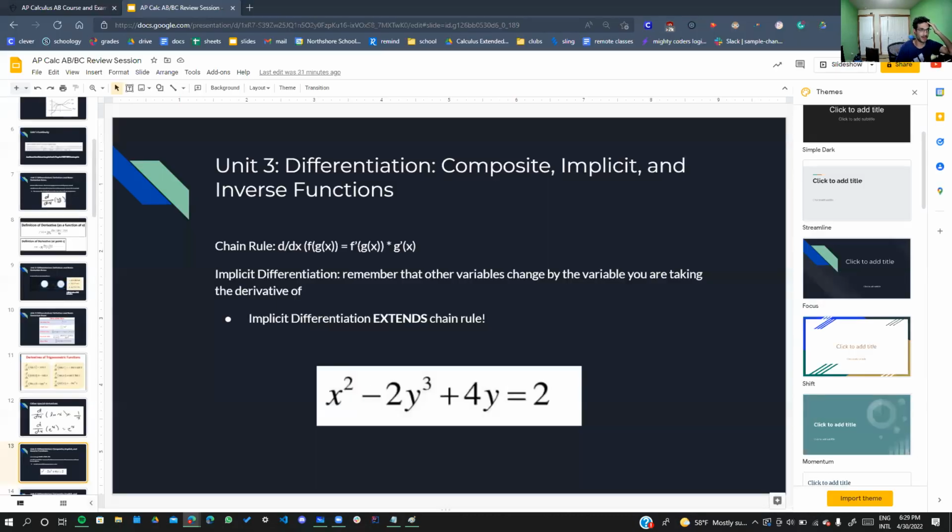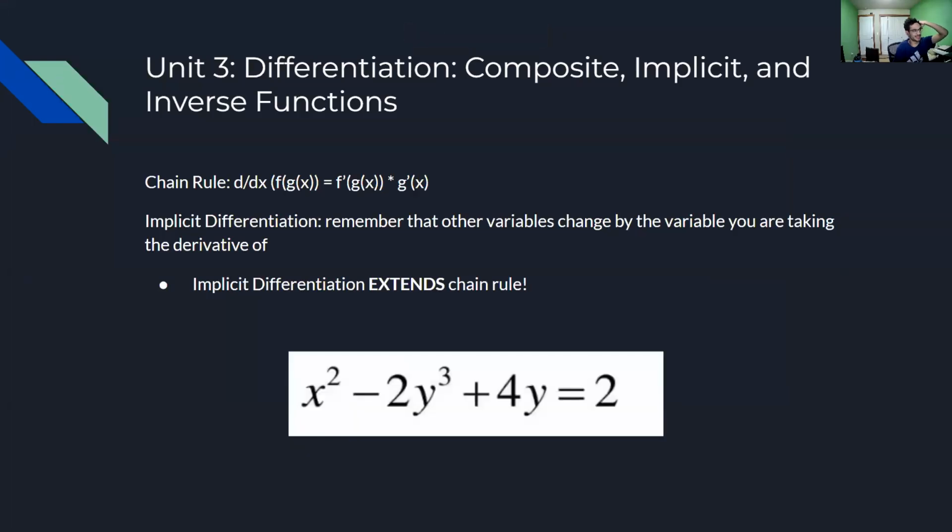So no need to memorize this gibberish right over here. Basically just take the derivative of the outer function and the inner function just stays, then multiply by the derivative of the inner function, and you keep on doing it. It's a chain essentially. If you have multiple outer and inner functions, then you do it again and again and again. All right. And then implicit differentiation is basically chain rule if you really think about it, except now you're dealing with other variables.